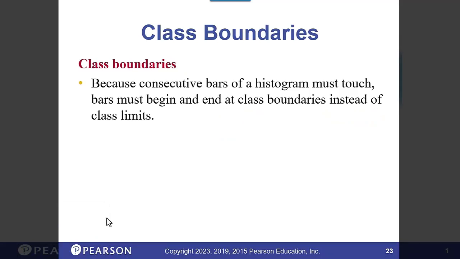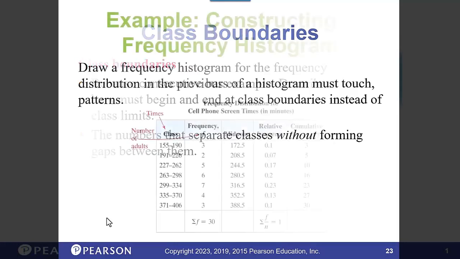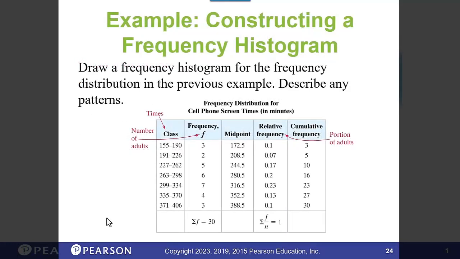So we've got the classes, and we need class boundaries. We want to change it to classes where there are no gaps. A picture will help right here. The classes we began using were 155 to 190, 191 to 226. That looked pretty good, as long as the data are integers.